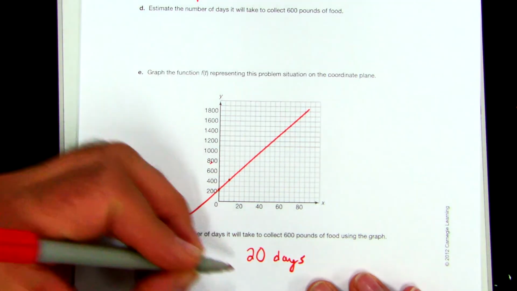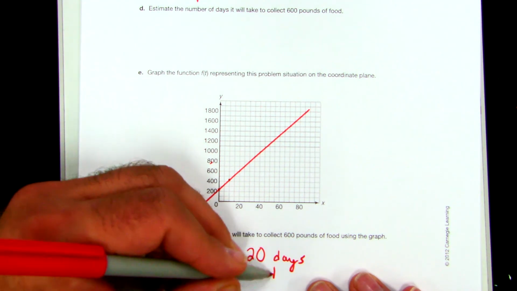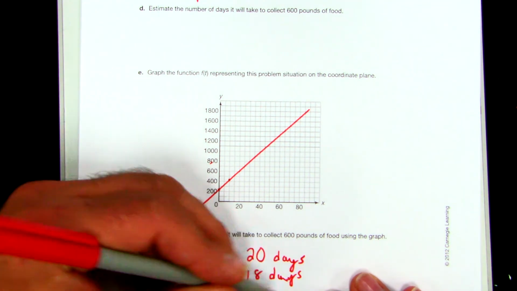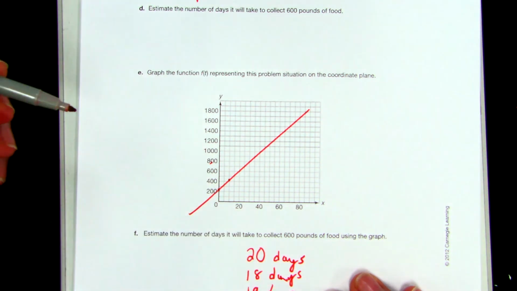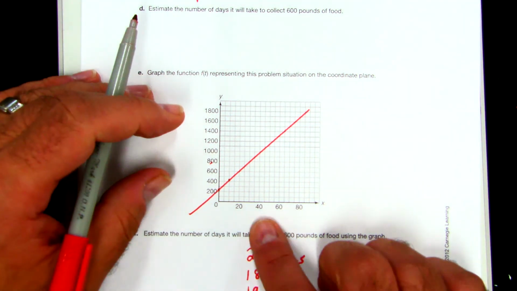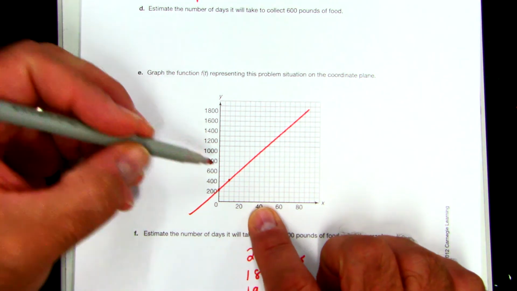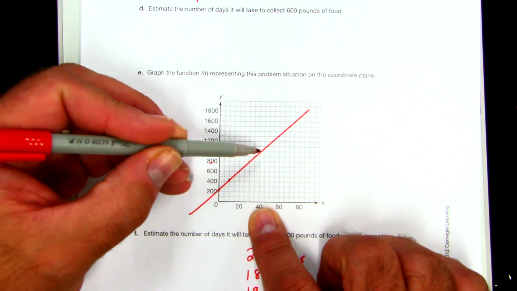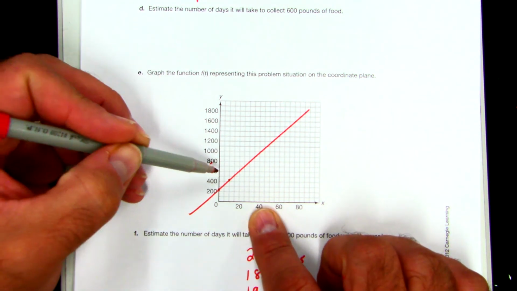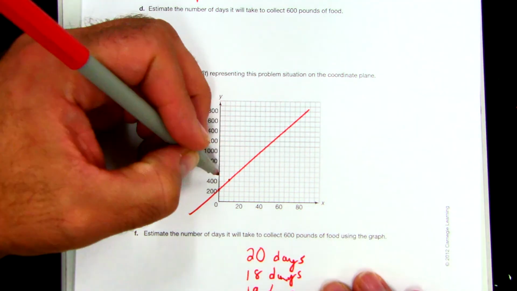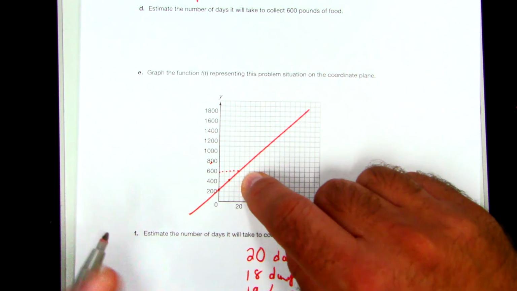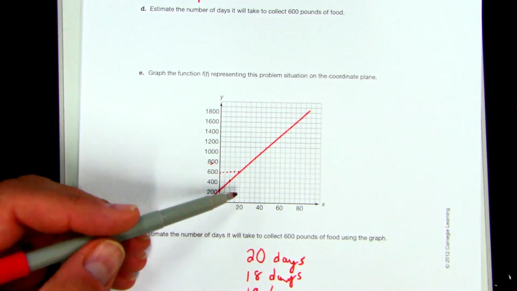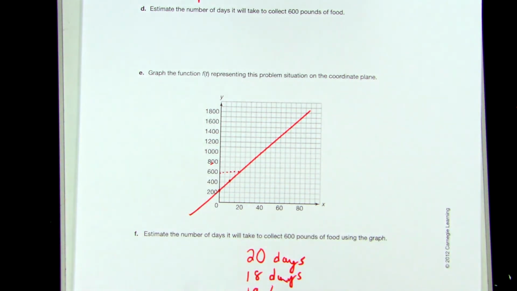Now you could have said approximately 18 days. You could have said 19 days. There really was no wrong answer except saying 40 days. That wouldn't make any sense because 40 days is way up here. Remember, we're going 600. So that means in our mind, we're going across and seeing where I touch. And here, it seems to be touching at 20 days.